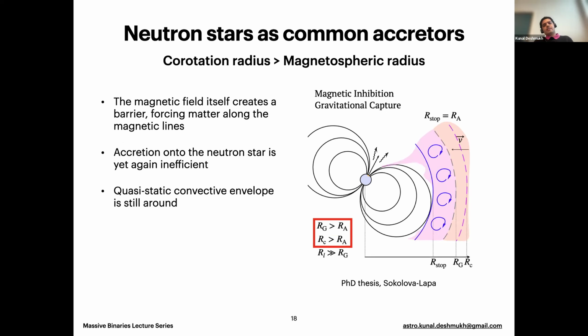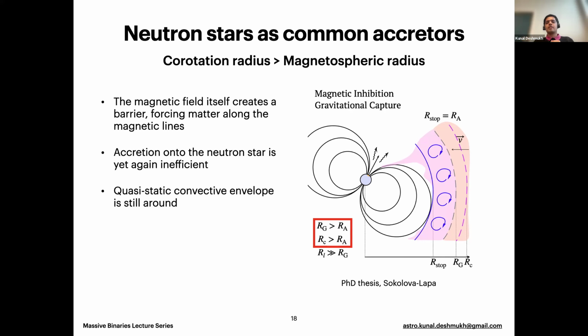The second case is what if the co-rotation radius is higher than the magnetospheric radius. In this case, matter doesn't have to be flung away because it is sub-Keplerian, so it can still co-rotate nicely. But in this case, the magnetic field itself creates a barrier, a magnetic barrier which doesn't allow matter to penetrate. It does still allow matter to go along the magnetic field lines, so you get some accretion.